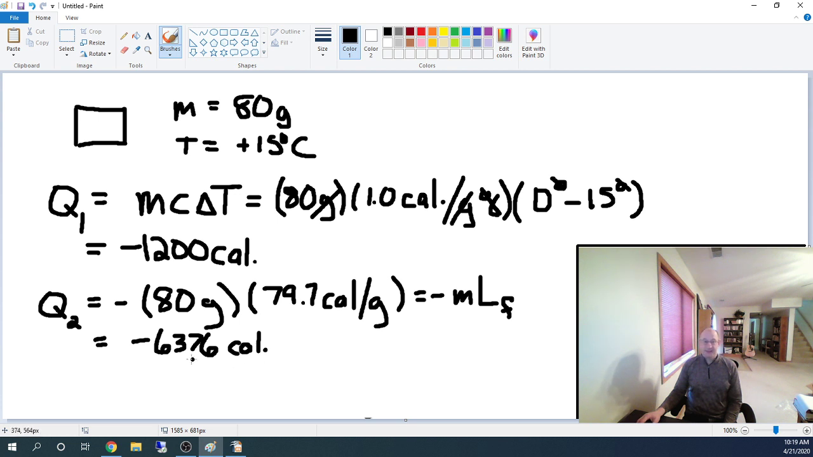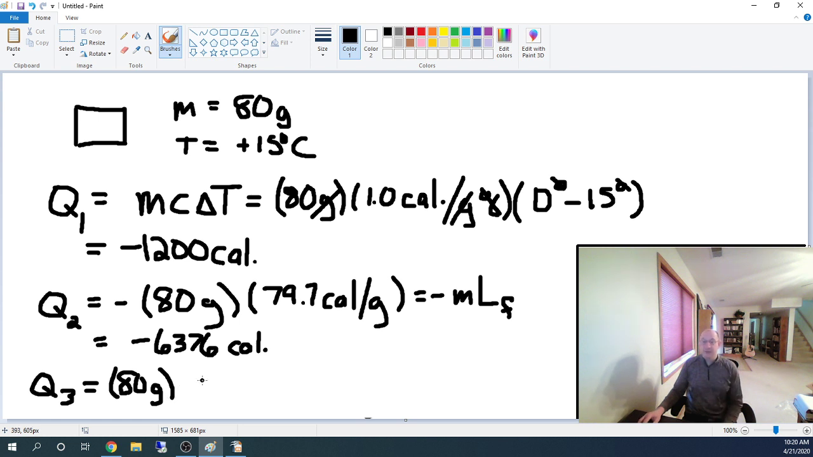Okay, so that's that. And now what we've done is we've cooled the thing down from 15 to 0. Then we've taken the 0 degree water and frozen it by taking out even more heat. And then finally we're going to cool it down even further, but we're cooling down ice. So we're going to use the same formula, m c times delta T. It's still 80 grams of water. It's just ice now.